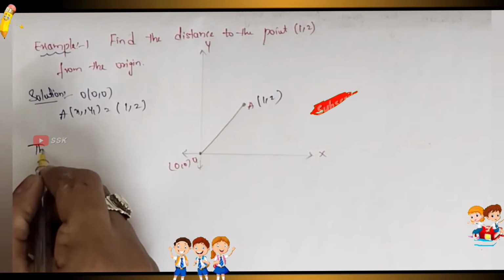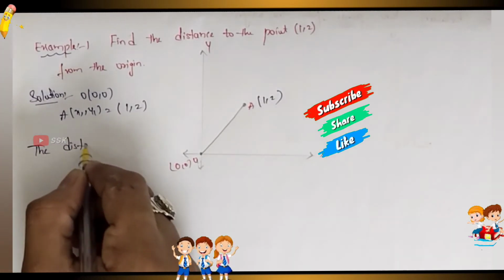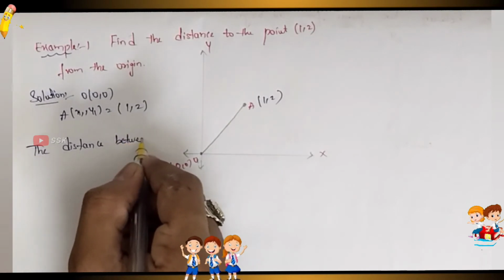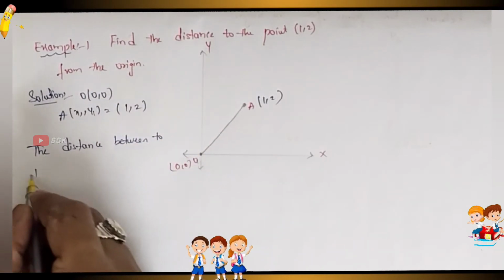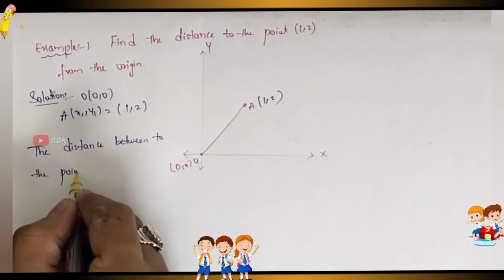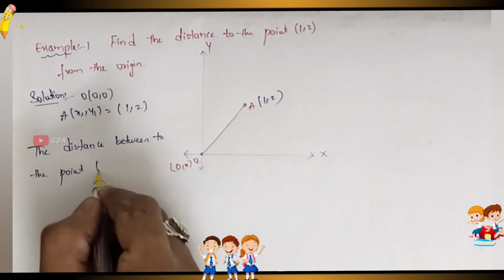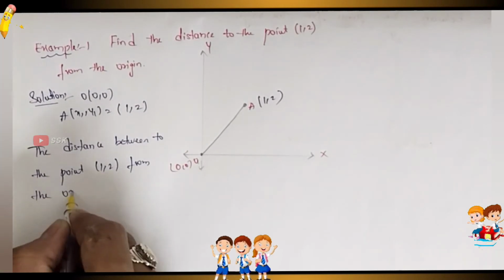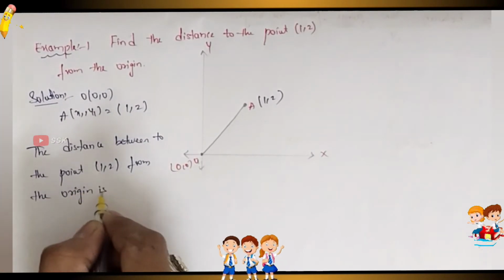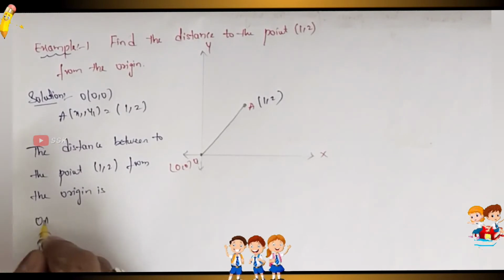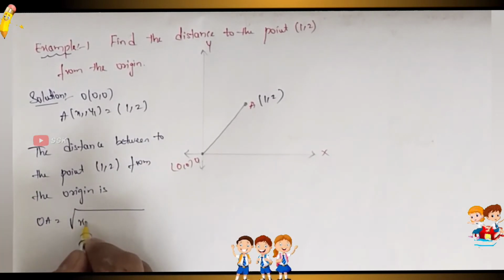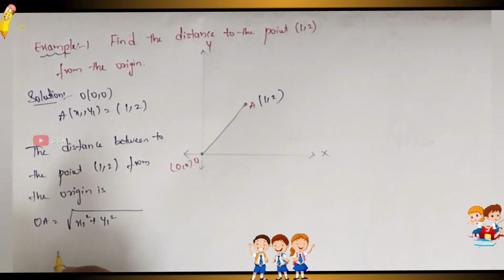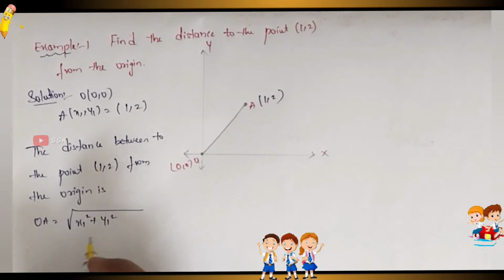Now write down. The distance between the point 1 comma 2 from the origin is, what is the formula? OA is square root of x1 square plus y1 square. Okay, this is the formula. Square root of x1 square plus y1 square.